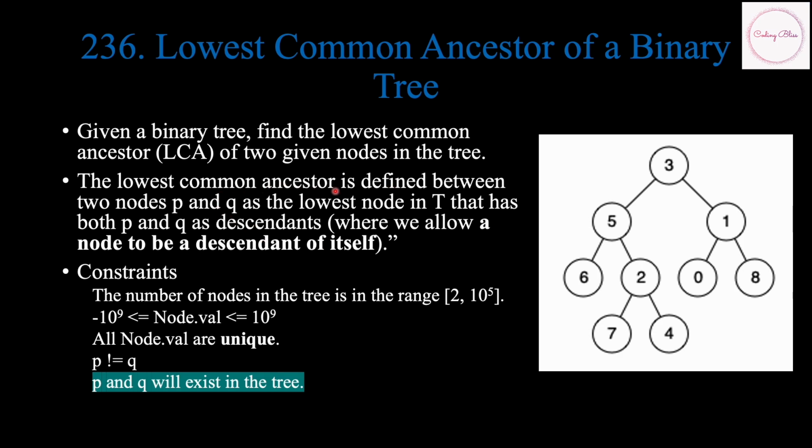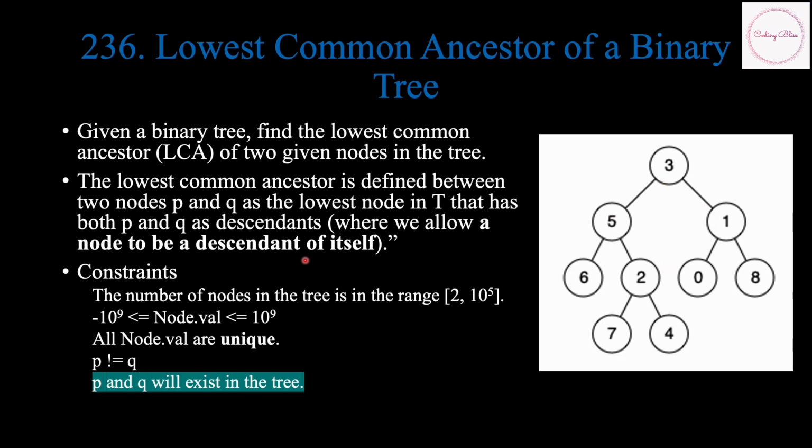The lowest common ancestor is defined between two nodes P and Q as the lowest node in the tree that has both P and Q as descendants. So assume that we are looking for 5 and 0. Then you see 3 is the lowest common ancestor for 5 and 0, because this is the node in which both 5 and 0 are diverging, or are in different subtrees.